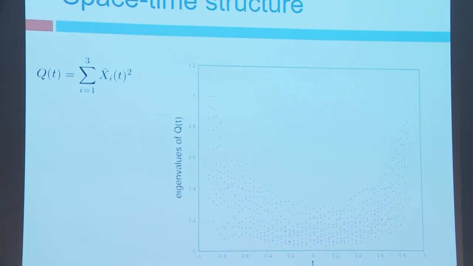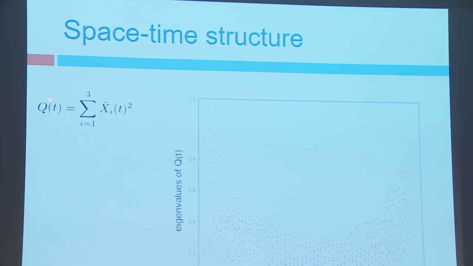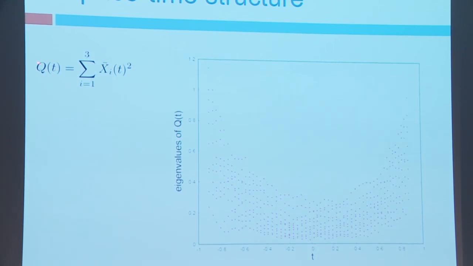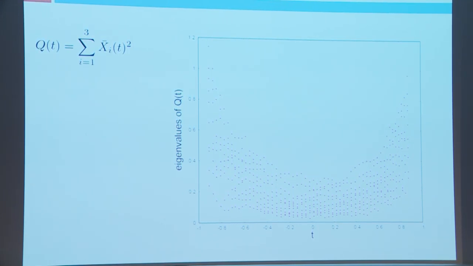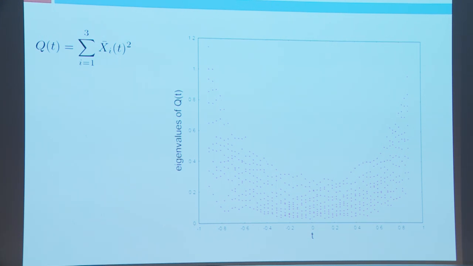So now we examine the quantity Q, the eigenvalues of Q. This is a 10 by 10 matrix in this case. So we have 10 eigenvalues of Q, and we plot them against t here. You see that they have a dense distribution, which means that the smooth structure of space appears here. This is good.